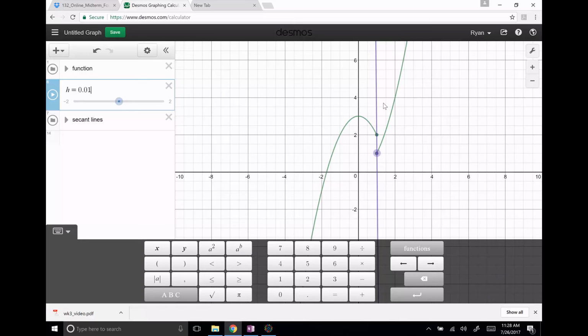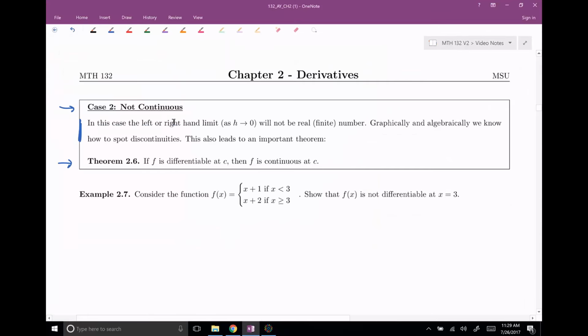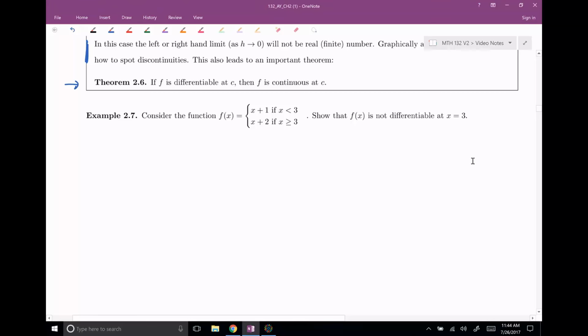Well, the claim is that it's undefined. Even as you get closer to 0 from the right, it really looks like a vertical line, straight up and down. So as we approach from the right, the limit as h goes to 0 from the right will not be a real finite number. The slope seems to be heading towards negative infinity, because what is the slope of a straight up and down, vertical line? Well, it's not a real number.